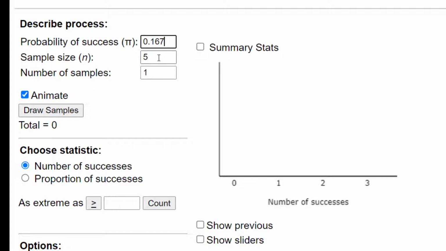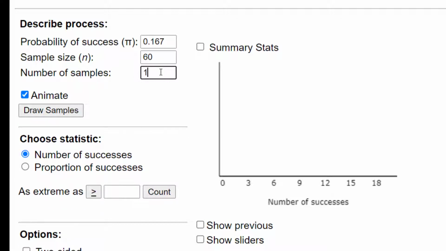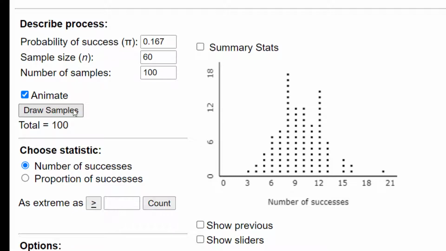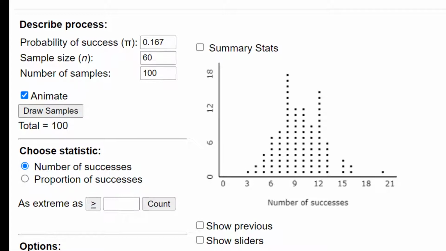It told us that in our sample, we are rolling the die 60 times in a row. So our sample size is 60 in the second box. And it asked us to create a simulated distribution of 100 sample statistics, meaning we want 100 dots in our distribution. So I make the number of samples 100, and I click Draw Samples. I am currently sitting on number of successes, and here's the distribution I got. I'm going to go ahead and copy and paste that into my document.